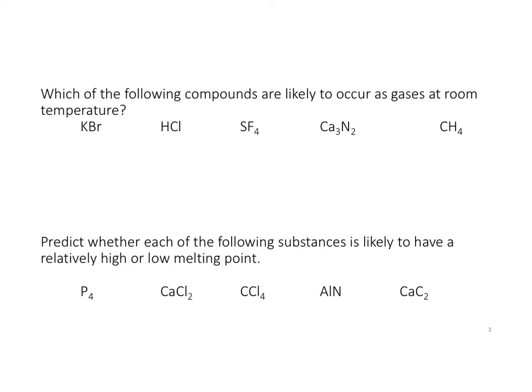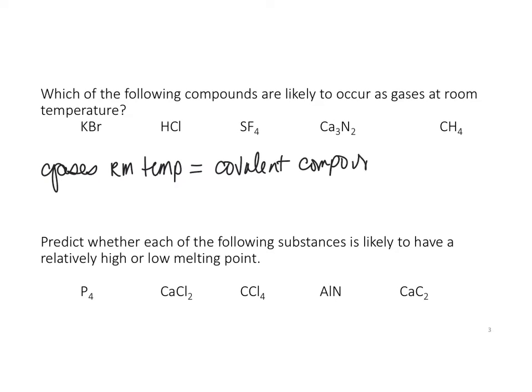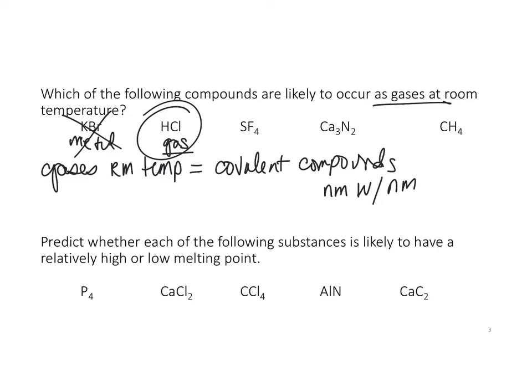Which of the following compounds are likely to occur as gases at room temperature? Okay, so gases at room temperature are going to be covalent compounds. So once again, you're looking for the nonmetal with the nonmetal for gases at room temperature. So KBr is a metal, so that's going to be ionic. HCl, if it is a gas, then that would be room temperature, because H in that case would be acting as a nonmetal.